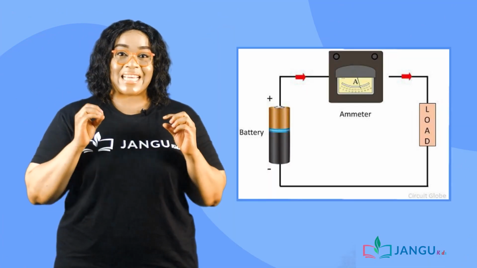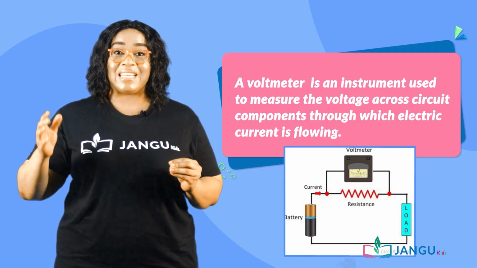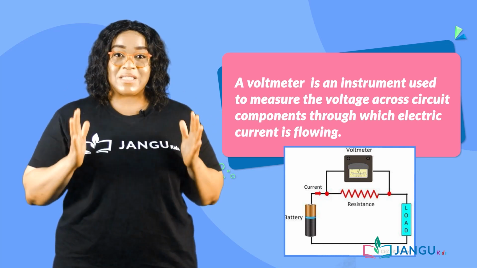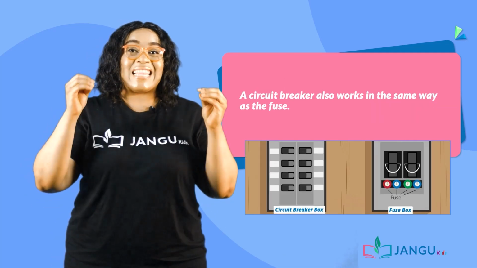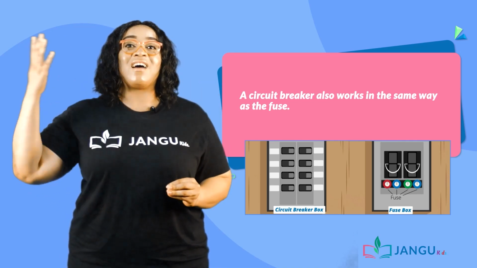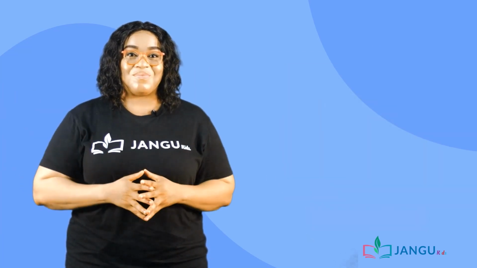So far, we've learned about connecting an ammeter or a voltmeter to a series or parallel circuit and reading their values. We have also learned about the functions of fuses and circuit breakers in a house circuit. Finally, we learned how to read an electric meter for billing.